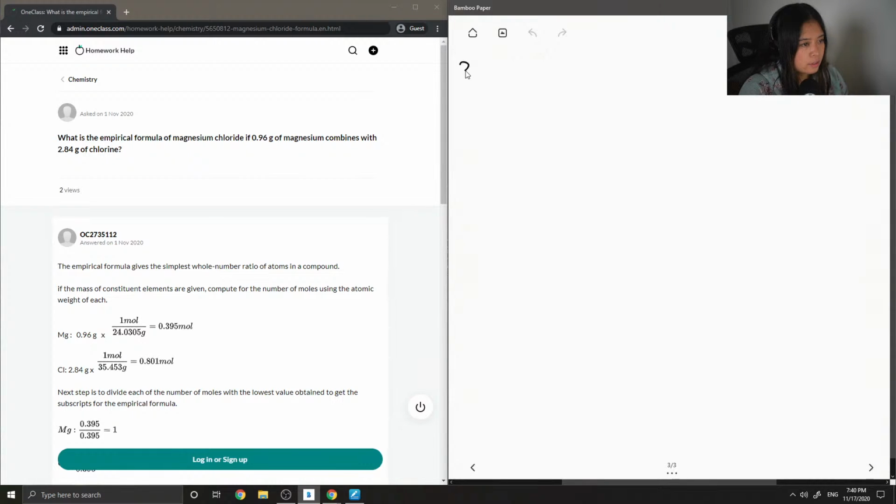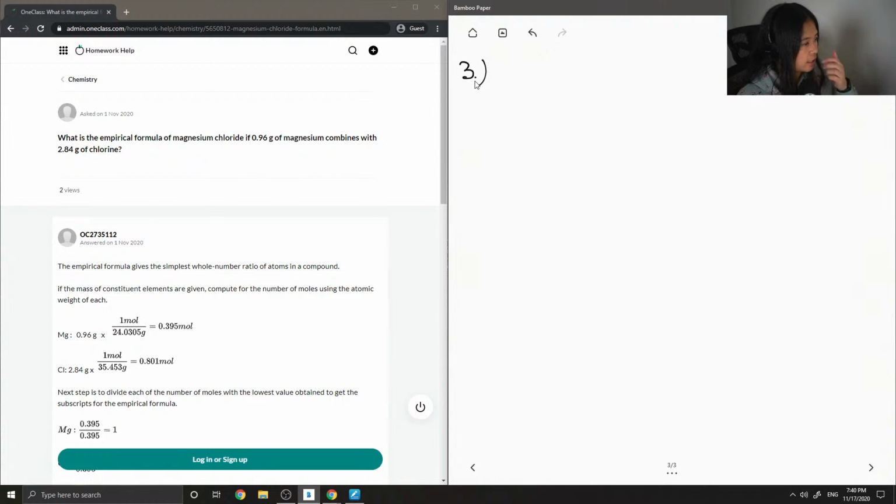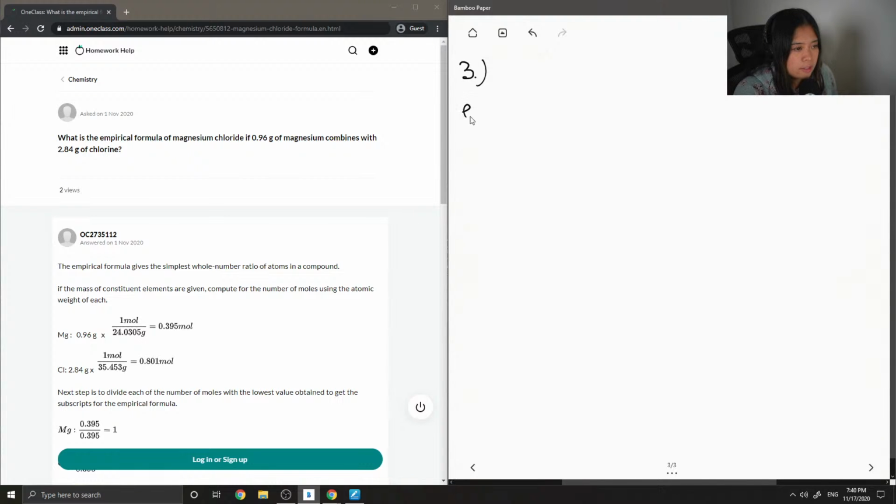Okay, so on to question 3. What is the empirical formula of magnesium chloride if 0.96 grams of magnesium combines with 2.84 grams of chlorine? So first I'm going to write out the definition of empirical formula.